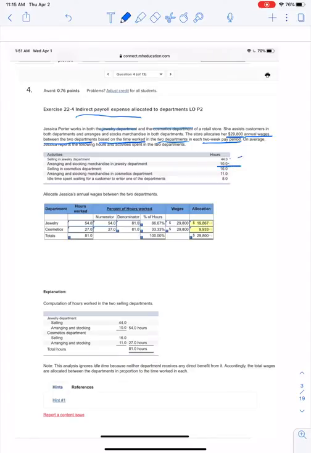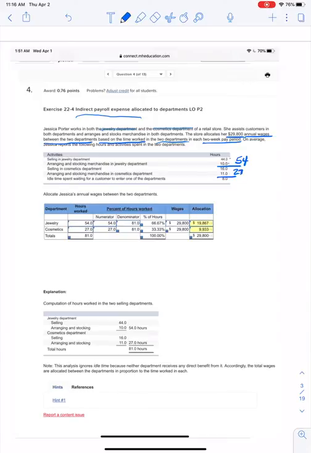So if I take my 44 and my 10, I'll get 54 hours. And then if I come down and I look and I see selling in cosmetics department, 16. And I see arranging and stocking merchandise in the cosmetics department, 11. So now I'm going to draw a line here, and that's going to be 27. Idle time spent waiting for a customer to enter one of the departments. We're not going to actually use that amount of time in this calculation.